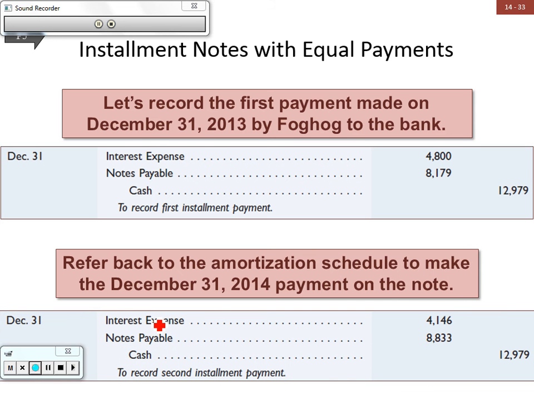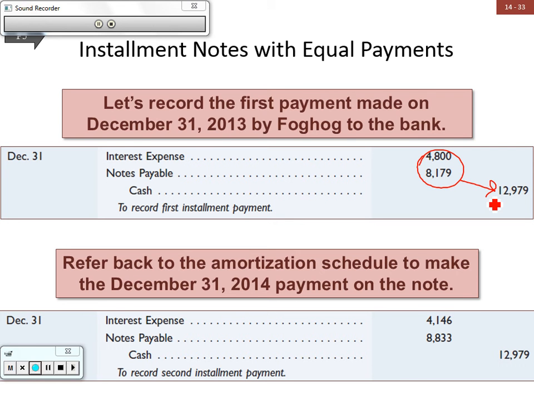Okay, so it says, let's record the first payment made on December 31st, 2013, by Fog Hog to the bank. We know their interest payment is $4,800, right, for that first year. So we show an interest expense of $4,800. We show a debit to notes payable, decreasing notes payable, by $8,179. Both of these equal the $12,979 payment.